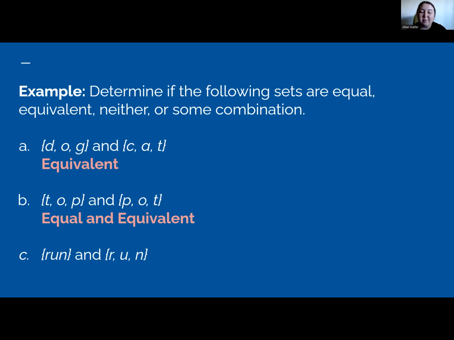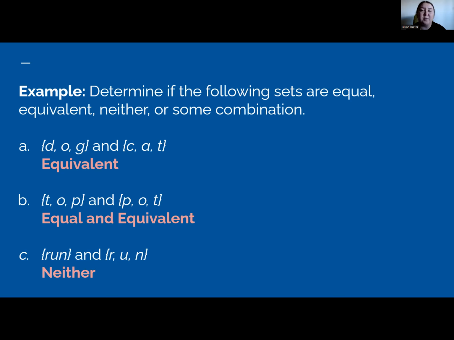They do have the same elements, kind of. They have the same letters, but remember the elements of the second set are R, U, and N, and the element of the first set is just the word run. So they do not have the same elements, they do not have the same cardinality, therefore they are neither. They're not equal and they're not equivalent.